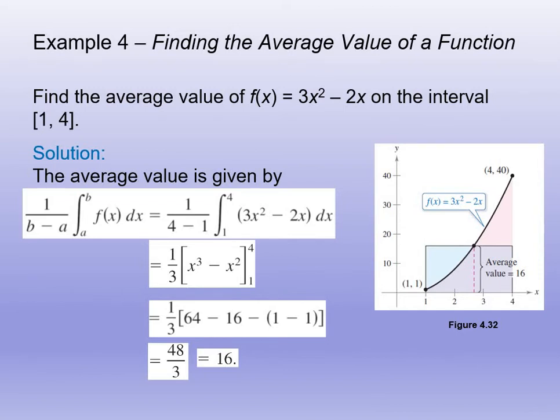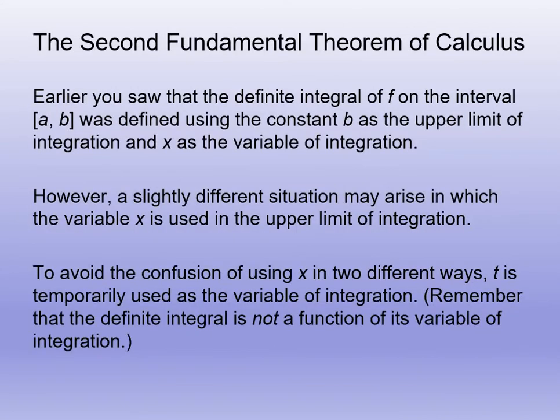So here's where our average value theorem comes into play. The average value for f of x equals 3x squared minus 2x is 16. Okay, let's take a look real quick at the second fundamental theorem of calculus.